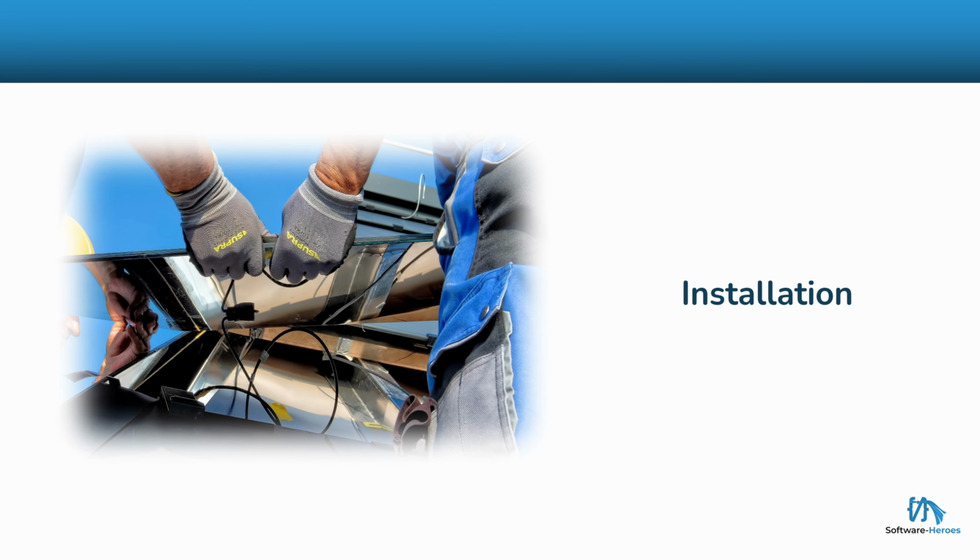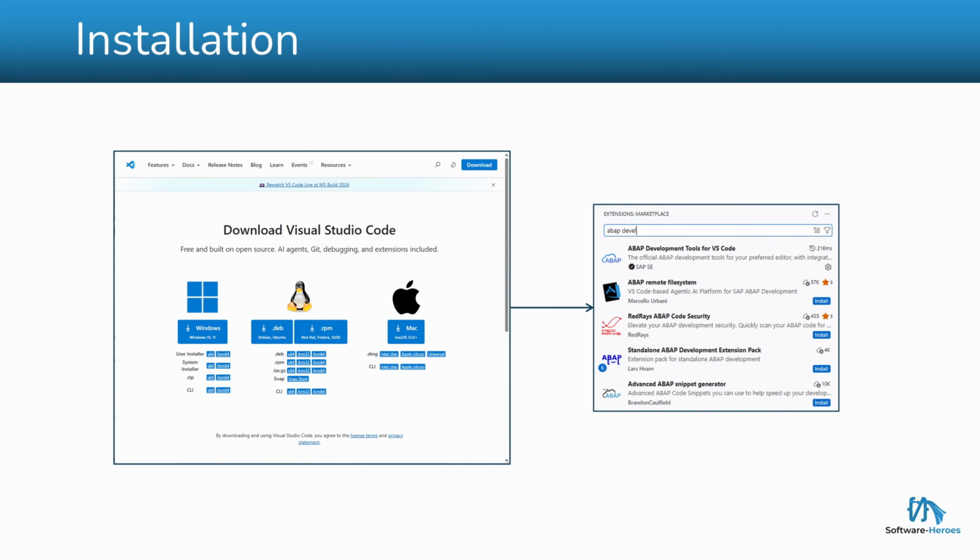Let's take a look at the software installation. All we really need to do is search for Visual Studio Code. There we'll find a download page for all common operating systems. And then we can install the plugin within the IDE. We'll take a look at these steps live on the system and perform them step by step.